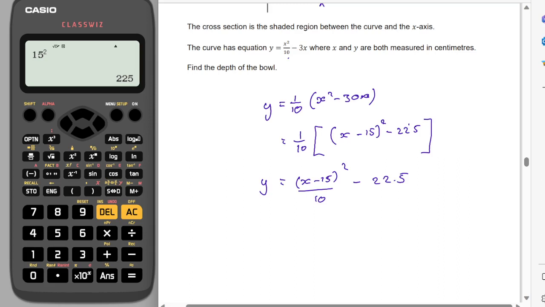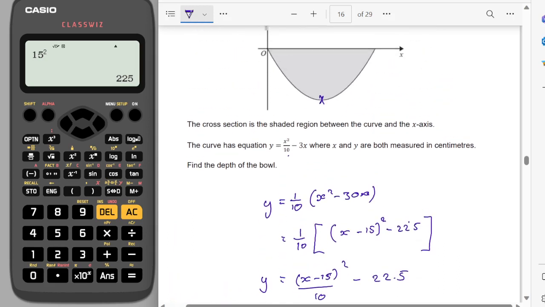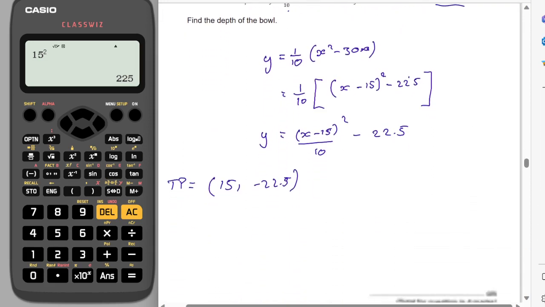Whenever, because we're squaring it, this value will always be positive or 0. To make it 0, x would need to be equal to 15. So the turning point is going to be at the coordinate (15, minus 22.5). That would be the turning point, or the minimum value. So just assuming all measurements are in centimetres, the depth of the bowl would be 22.5.